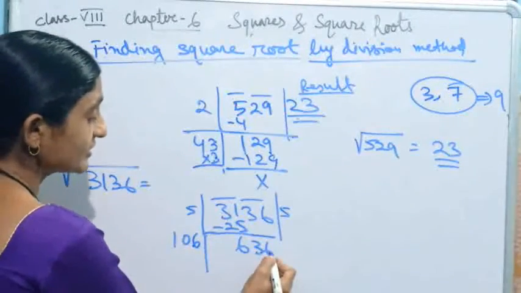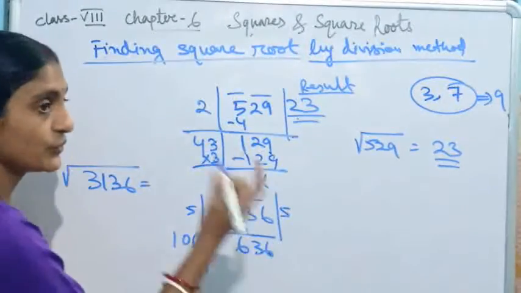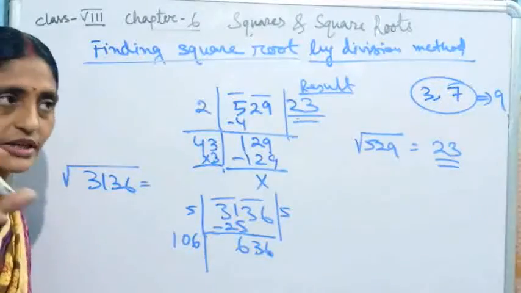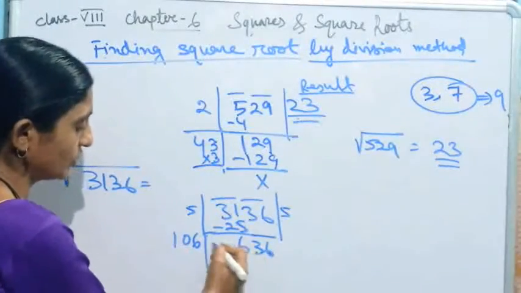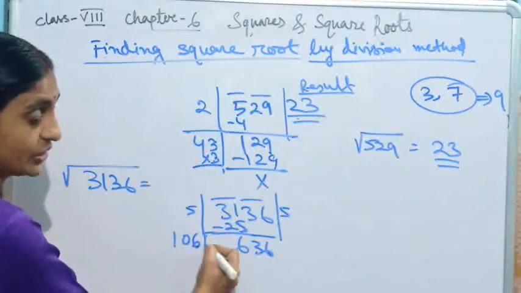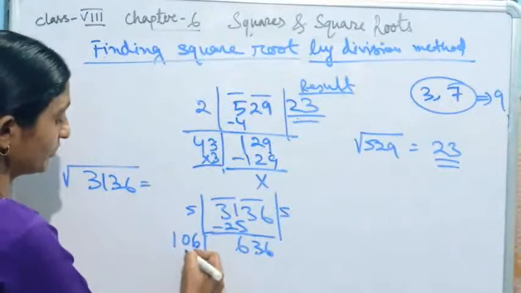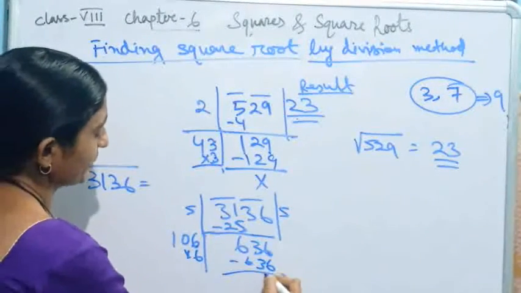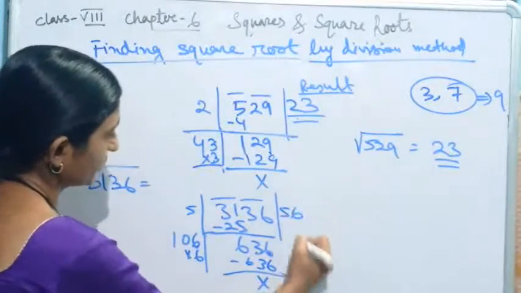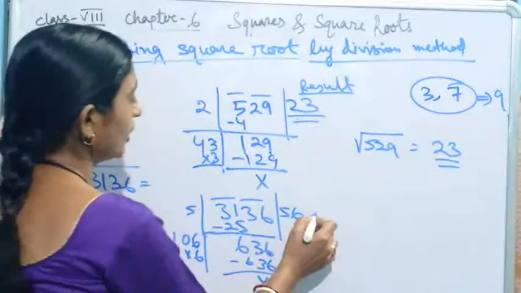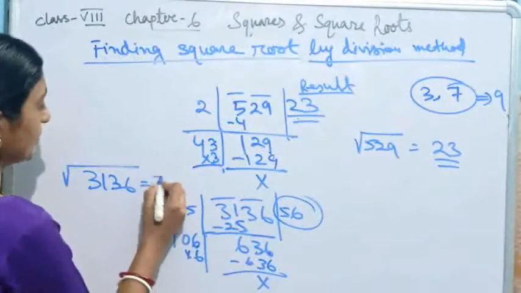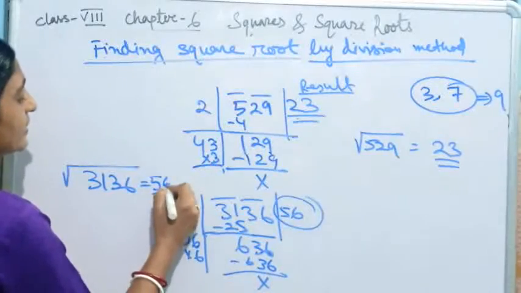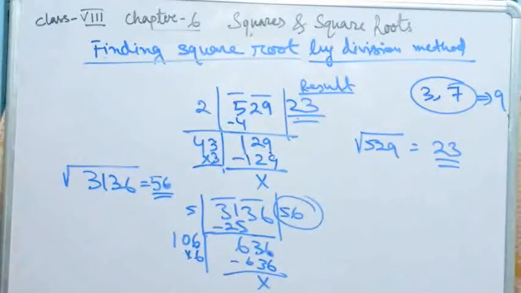Because the last digit we have to consider is 6. So for 6, 4 can be given, or 6 can be given. If I put 4 here and multiply, it will become very small. So I am multiplying this by 6. What am I getting? Yes, my division part is over. So here that 6 will be put in the result column. So my answer in this case is equal to 56.